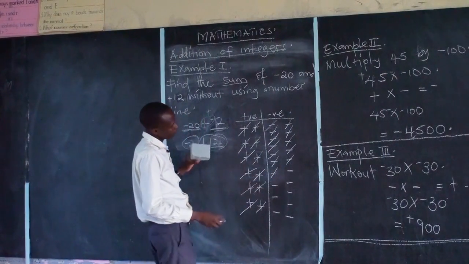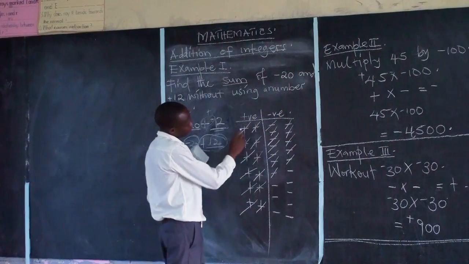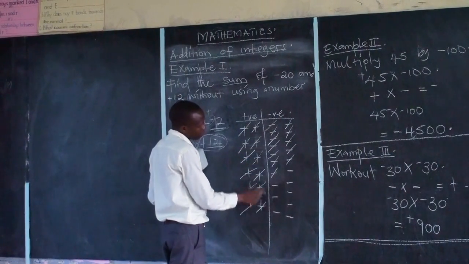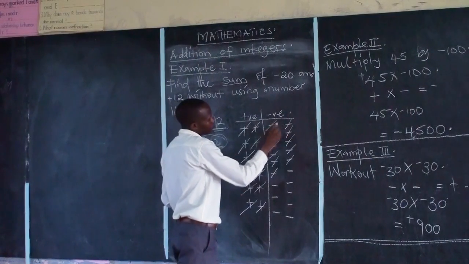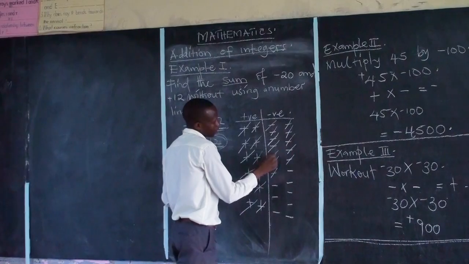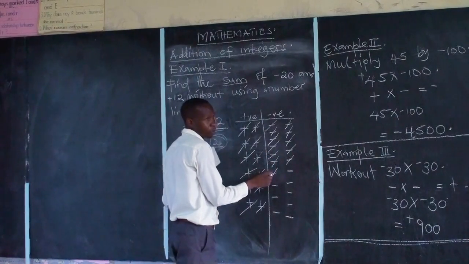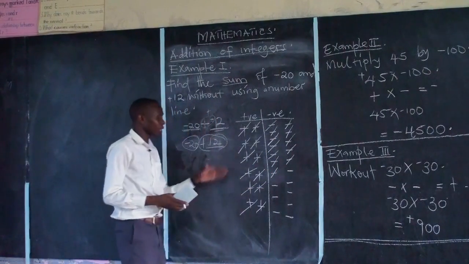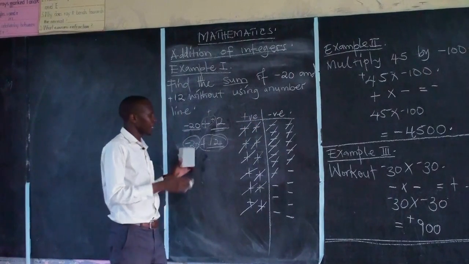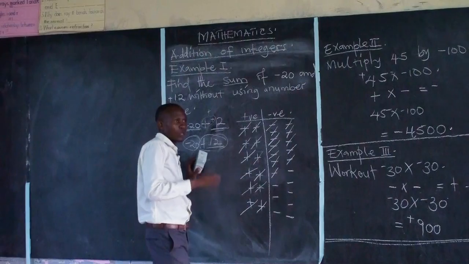Then I will count. How many have I canceled here? 1, 2, 3, 4, 5, 6, 7, 8, 9, 10, 11, 12. What about this side? 1, 2, 3, 4, 5, 6, 7, 8, 9, 10, 11, 12. So they are balancing. On this side I've canceled 12, and on this side I've also canceled 12. Now from there, let's look at this.